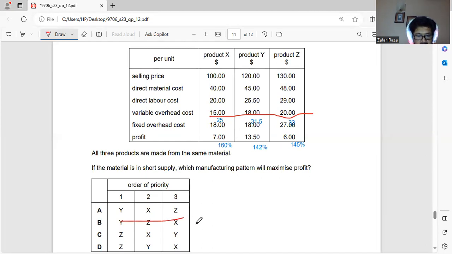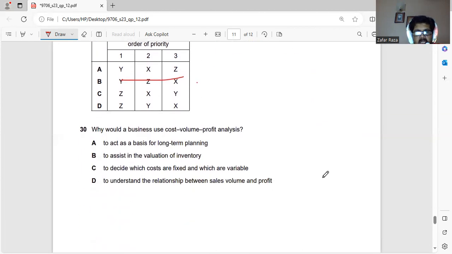Okay, the last one. Why would a business use CVP analysis? To act as a basis for long-term planning, to assist in the valuation of inventory, to decide which costs are fixed and which are variable, to understand the relationship between sales volume and profit. Yes, this is the answer: to understand the relationship between sales, volume, and profit. Okay, so that's all for today.